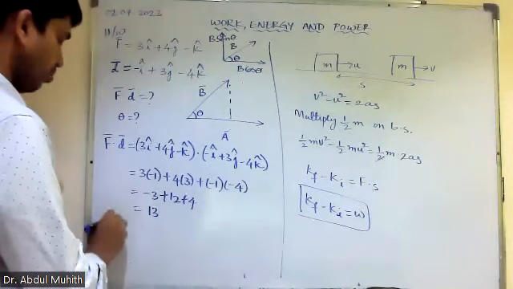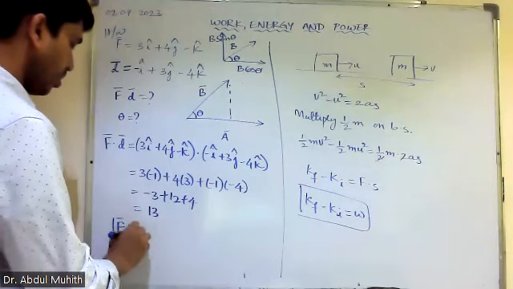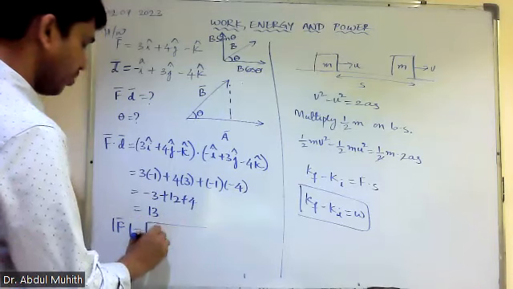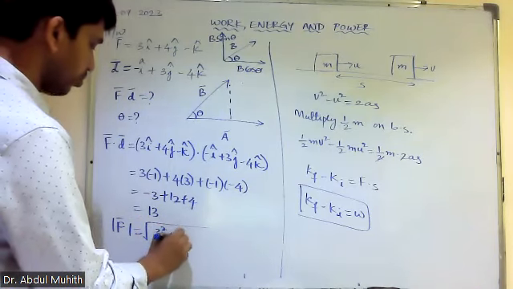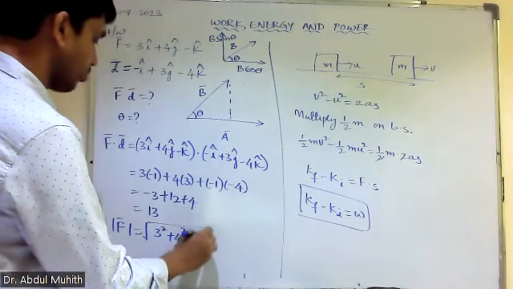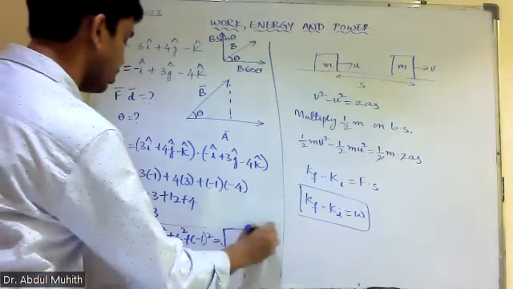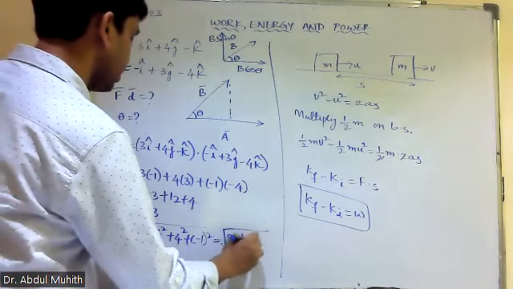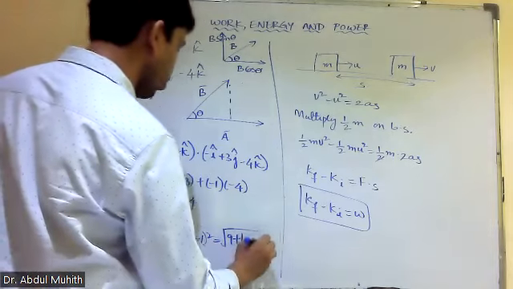13 joules. Now modulus of F is equal to how much? Under root of 3 square plus 4 square plus minus 1 square. So that is equal to how much? 9 plus 16 plus 1. So that is equal to root 26.